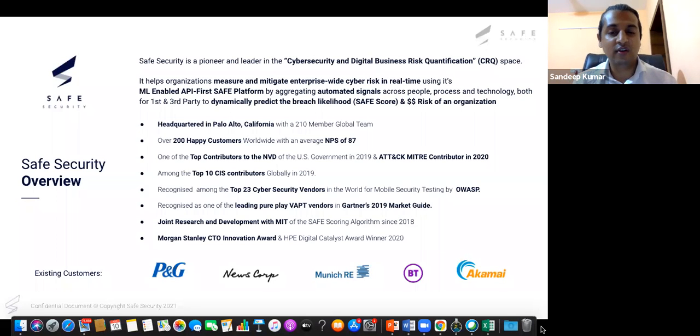Now, without further delay, let's look at who we are as an organization. Safe Security is a pure play cybersecurity firm. We help organizations measure their enterprise-wide cybersecurity risk by taking inputs from people, process, technology, the third parties the organization works with, what kind of risk they inherit from third parties, and the cybersecurity tools the organizations have. Using the machine learning enabled, API-first platform that we refer to as SAFE, we help organizations dynamically predict the breach likelihood.